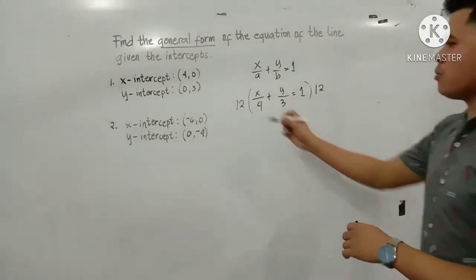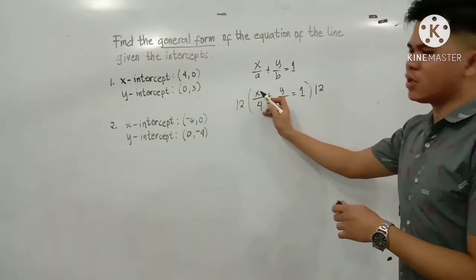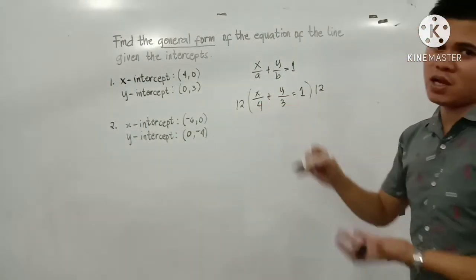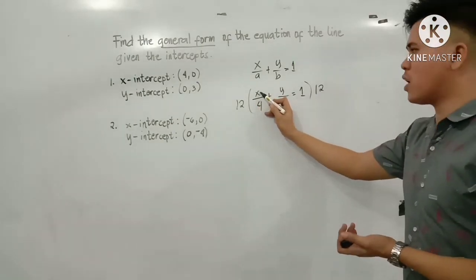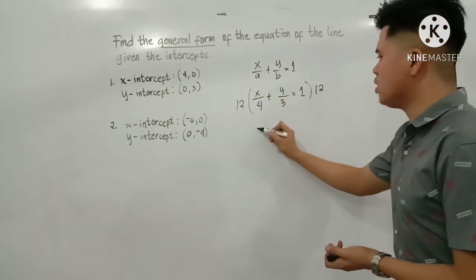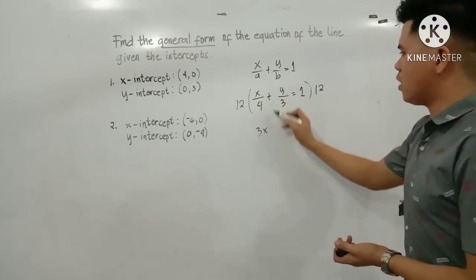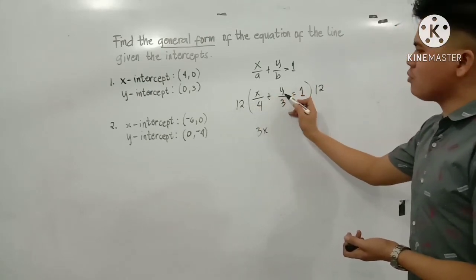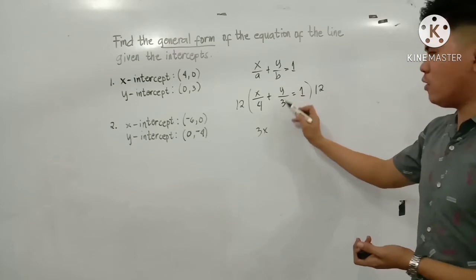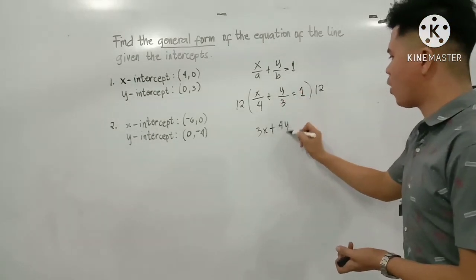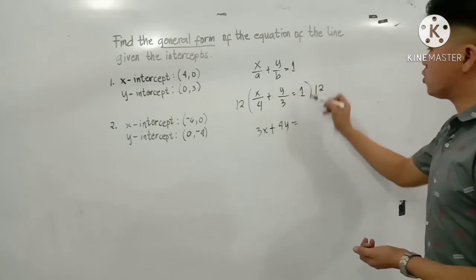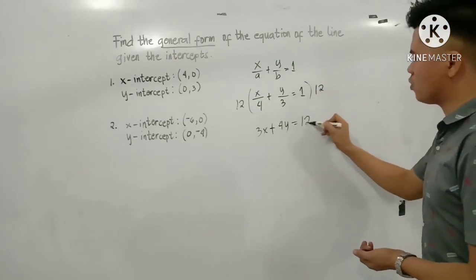So, we have to multiply again 12 to the numerator, then their product we divide it by the denominator. So 12 times x is simply 12x divided by 4 is simply 3x. Then 12 times y is 12y divided by 3 is 4y. So positive 4y. Then this one equals 1 times 12 is positive 12.